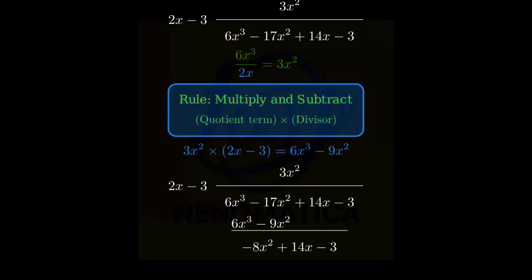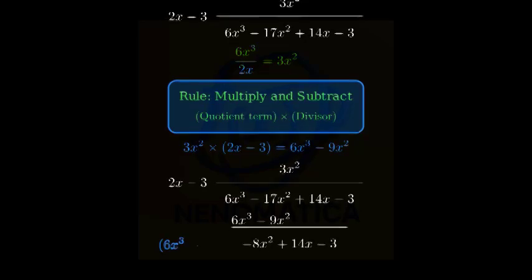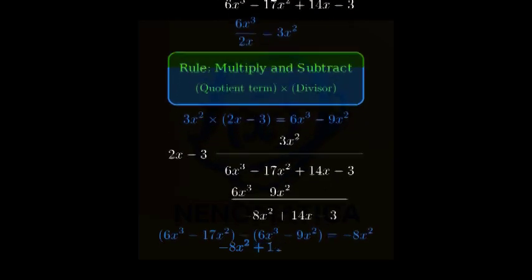6x cubed minus 17x squared minus 6x cubed plus 9x squared gives us negative 8x squared. We also bring down the next term, 14x, giving us negative 8x squared plus 14x. And we also bring down the final term, negative 3. Step 4. We continue the division process.